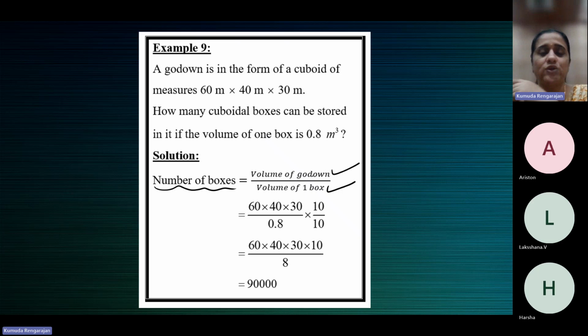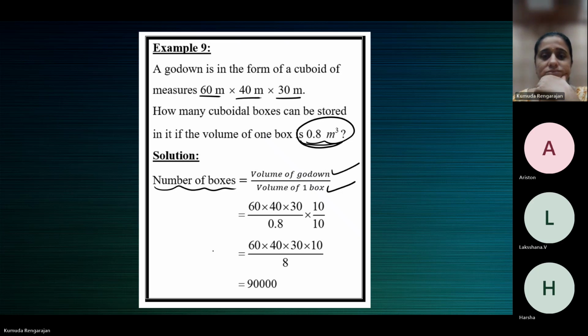Volume of the godown is L into B into H. Cuboid, no? So length, breadth, height. 60 into 40 into 30, divided by the volume of one box. Volume is given straight away. You don't have to find it. It's given. The volume is only 0.8 meter cubed. That's the volume straight away. So divided by 0.8. Now, why have we multiplied and divided by 10? Because we want to shift the decimal point.